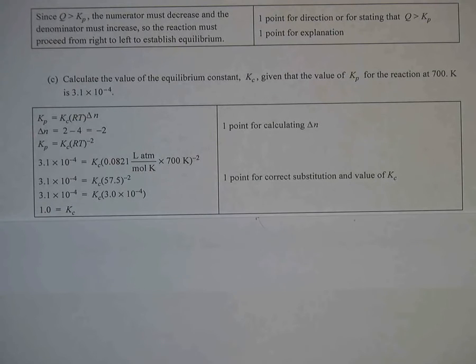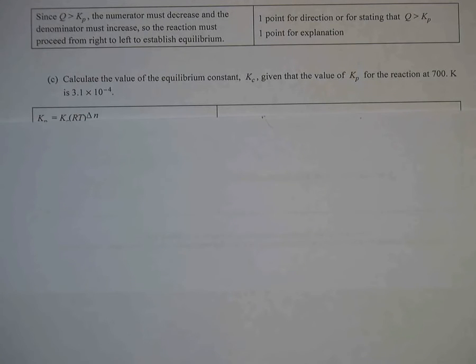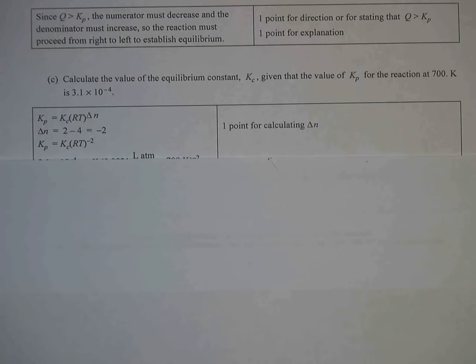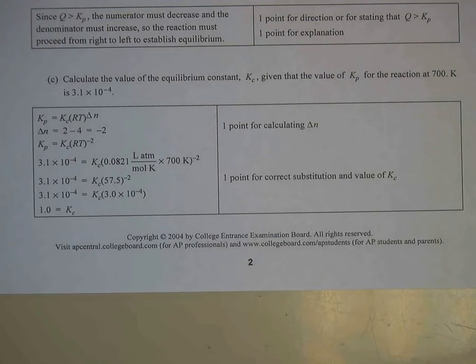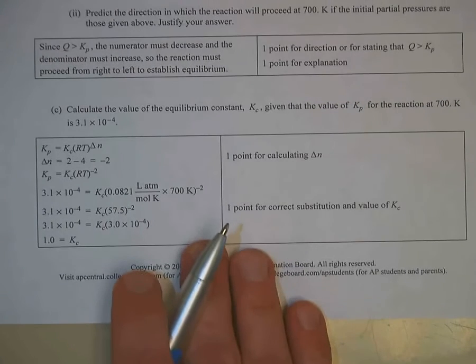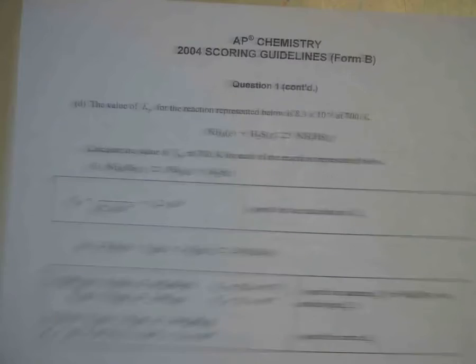Let's see, next one. Calculate the value of the equilibrium constant, Kc, given the value of Kp for the reaction is 700. So now we're going to use that equation that is on the periodic table. Kp equals Kc RT delta N. And delta N would be products minus reactants, so 2 minus 4, giving me a -2. Plugging the numbers in with a -2, plug and chug, and I end up with 1 for Kc. Really nice, easy little math problem there for plugging Kc and Kp.